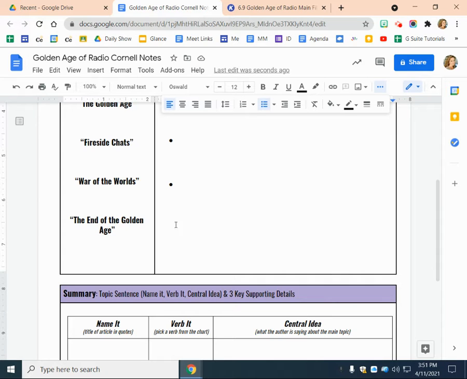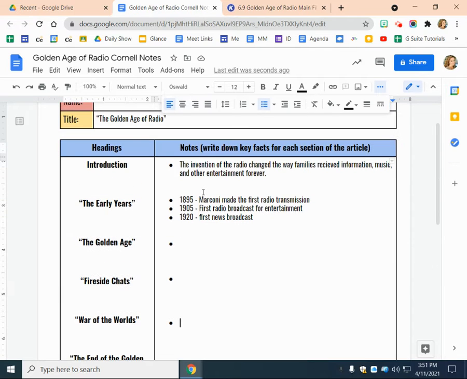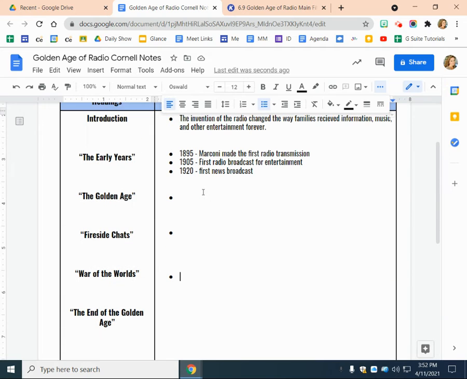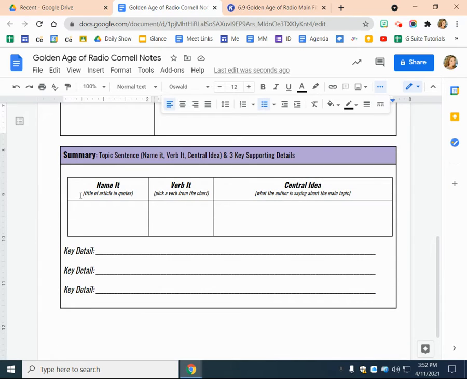All right, by now you should have facts for all the different sections of the article. And what I want you to do now, knowing what you know about the article and how it's all put together, is decide what the central idea is, okay? You're going to start with the article title, and I'm going to do this first part with you. This is the topic sentence of your objective summary.